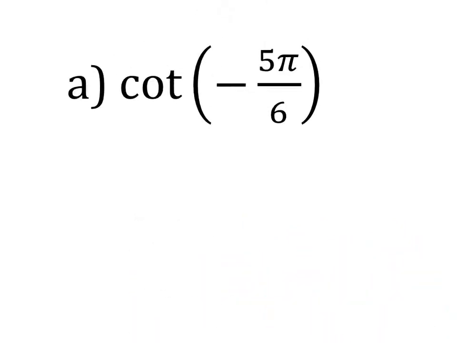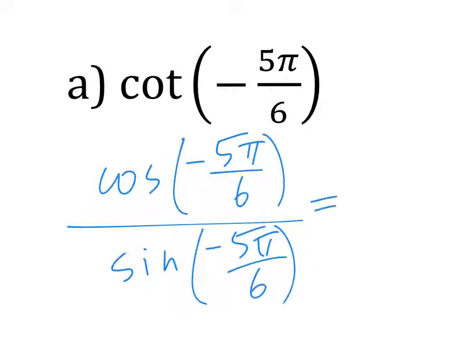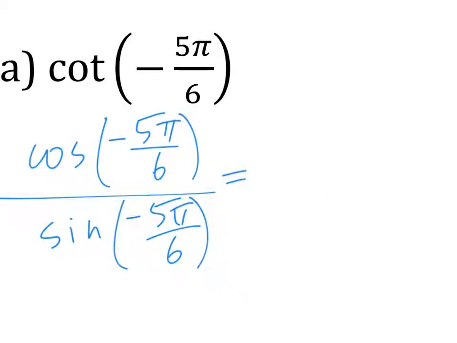Cotangent. Cotangent is what over what? Cosine over sine. So this is cosine of negative 5 pi over 6 over sine of negative 5 pi over 6. Okay, what is cosine of negative 5 pi over 6? If you cannot remember that, look at your unit circle. So first, it's a negative angle, so we have to go clockwise. Okay, so think about it. Where is negative 5 pi over 6? And what is the cosine of that?